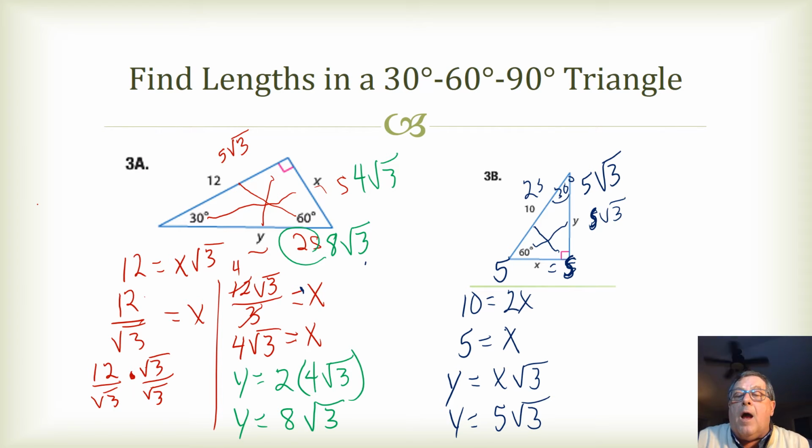So when the hypotenuse is 10 in a 30, 60, 90 degree triangle, the length of the shorter leg is going to be 5, and the length of the longer leg, which is the leg opposite the 60 degree angle, is 5 times the square root of 3.